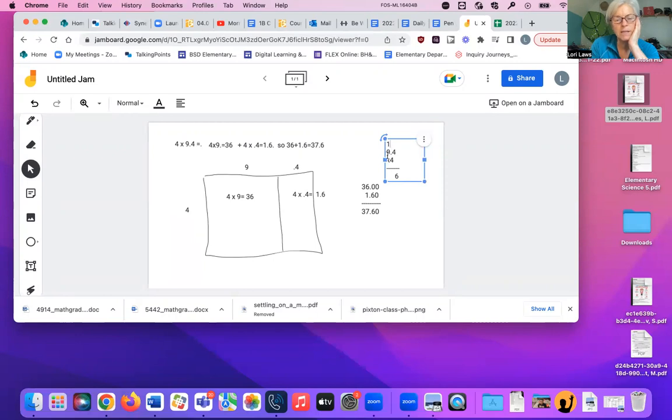Now I go 4 times 9. If you don't know what 4 times 9 is, you can go 2 times 9, 18, and then double it, 20, 36, and then add the 1 to it. That's 37, right? And then you're going to be like, well, how many decimals are in that number?